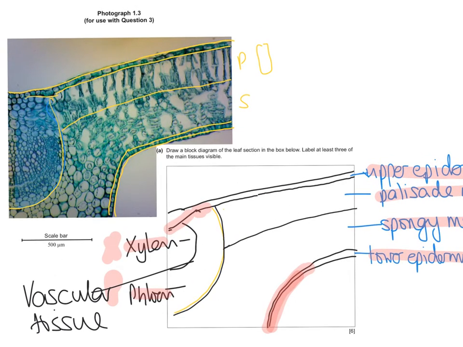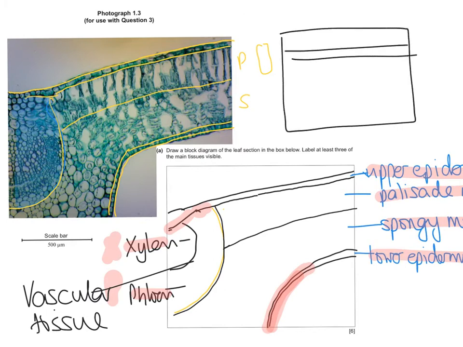Sometimes in sixth form they do these kinds of things. They say it's a cross-section of a leaf. I have to draw what I see in the photograph, so a cross-section of a leaf. And I have actually had people draw me diagrams like this. They've written upper epidermis up here, lower epidermis down here.